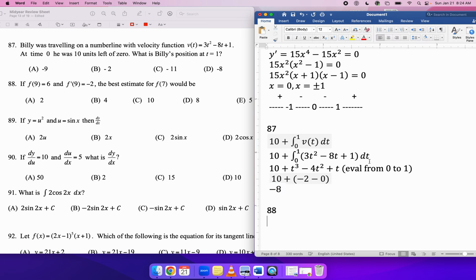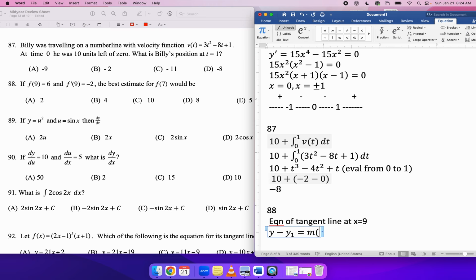Number 88, if f of 9 equals 6 and f prime of 9 is equal to negative 2, the best estimate for f of 7 would be... this is a linear approximation problem. Basically, you can write down the equation of the tangent line and then plug 7 into it. So I'm going to write down the equation of the tangent line at x equals 9. So that would be y minus y1 equals m times x minus x1.